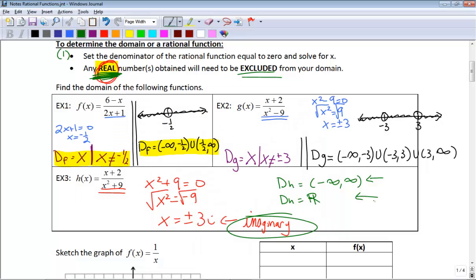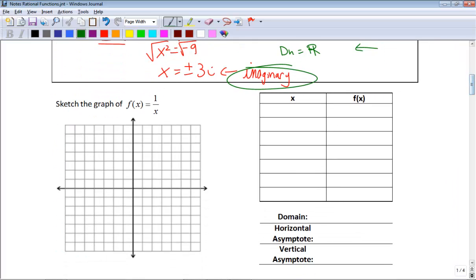Alright, well, we talked a little bit about domains of rational functions. Let's actually graph a rational function just as an example of what one looks like. So I want to sketch the graph of f of x is equal to 1 over x. And I'm going to do that by making a table of values. So let's pick some numbers from my table of values.